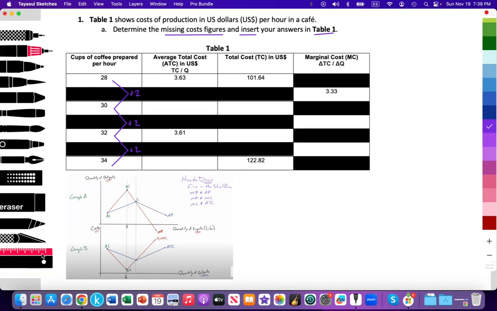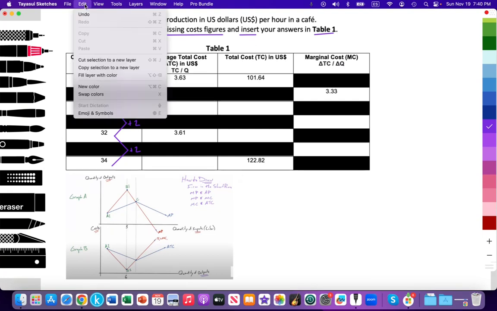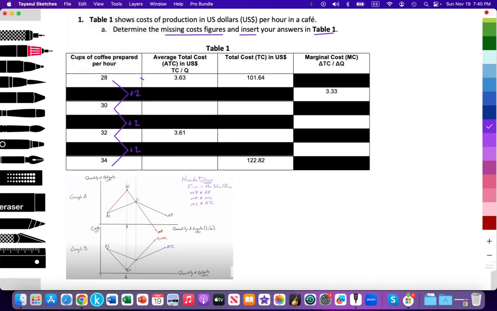Okay, so let's begin making these calculations and then look at the data and see how it relates to our model of the marginal cost and the average total cost. So 28 cups of coffee multiplied by an average cost per coffee of 3.63 equals the total cost of 101.64, okay? Then it gives us the change in the cost of production, 3.33.